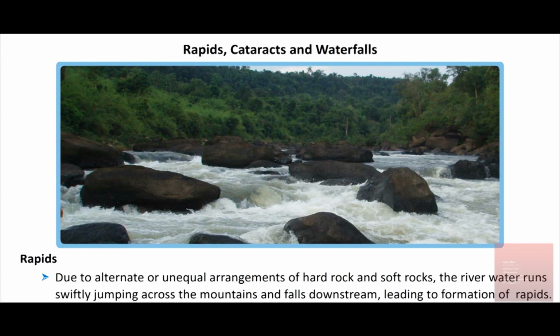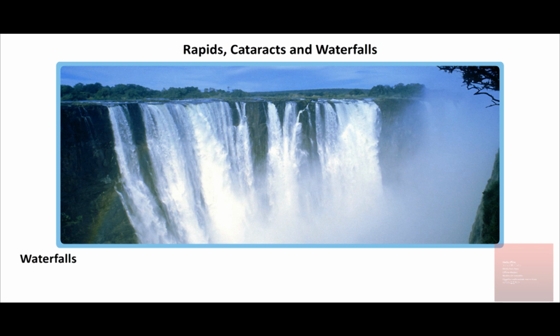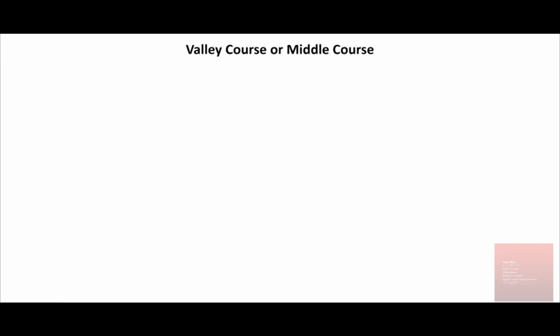Rapids. Due to alternate or unequal arrangements of hard rock and soft rocks, the river water runs swiftly, jumping across the mountains and falls downstream, leading to the formation of rapids. Cataracts. A series of rapids are referred to as cataracts. Waterfalls. When there is a vertical drop in the course of the river, it plunges down from a height. This is called waterfall.